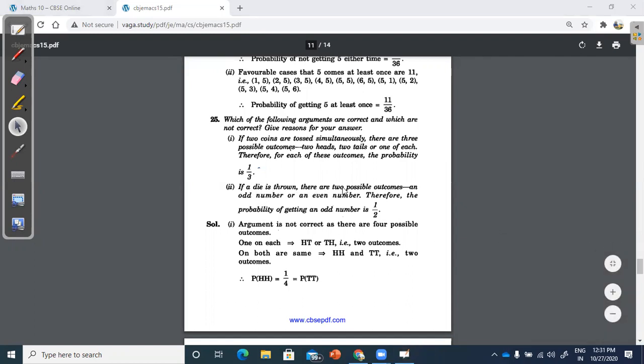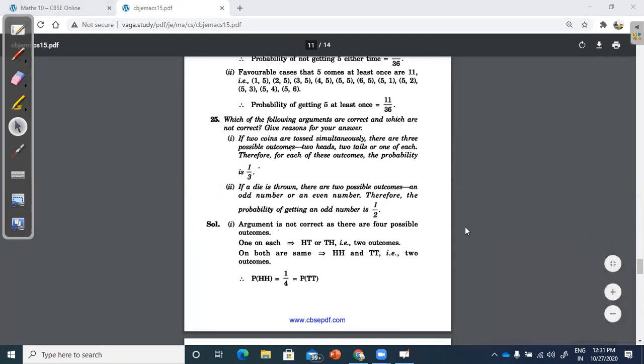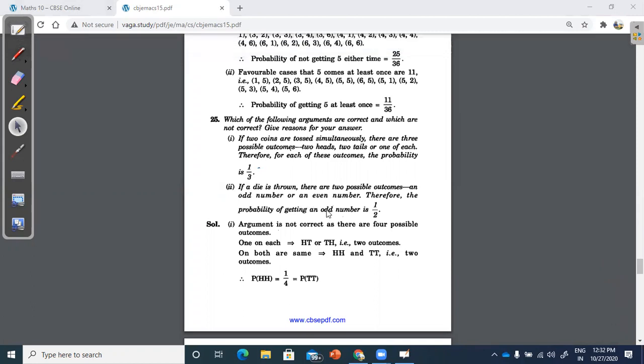Second part, if a die is thrown, there are 2 possible outcomes, an odd or even, therefore the probability of getting odd is 1 by 2. Okay. So what is the logical reasoning here? When you throw a die, you will get 1, 2, 3, 4, 5, 6. Right? Out of which how many are odd and how many are even? 3 are odd and 3 are even, right? 1, 3, 5 are odd, 2, 4, 6 are even.